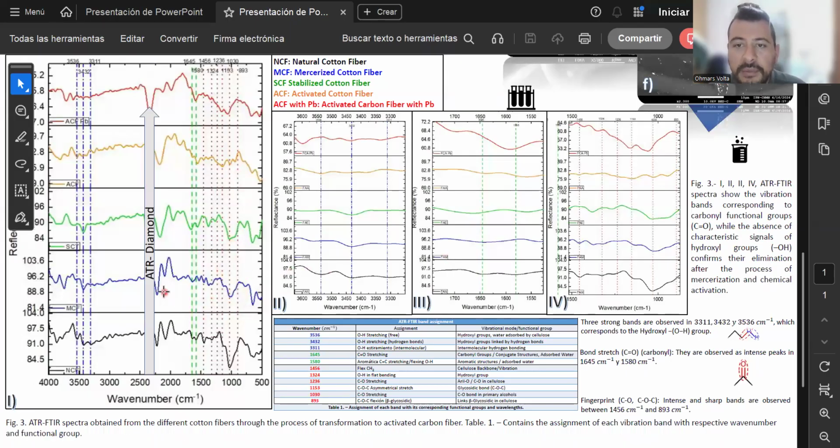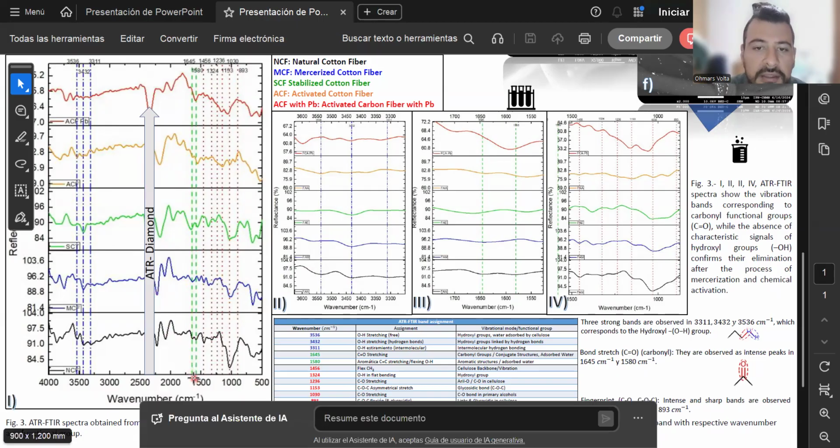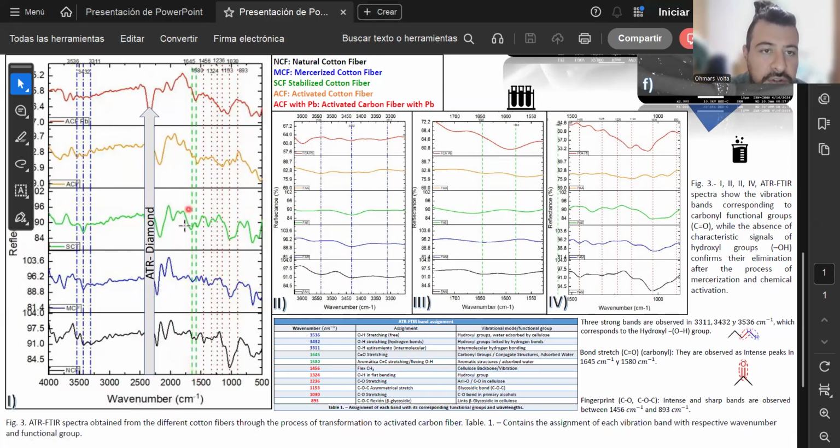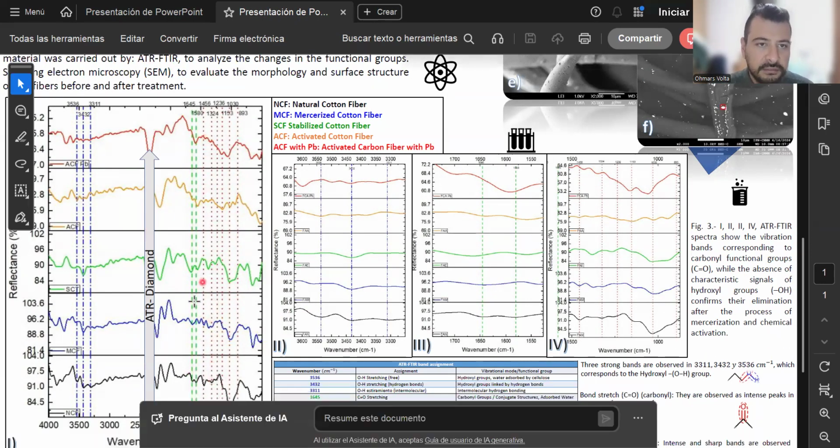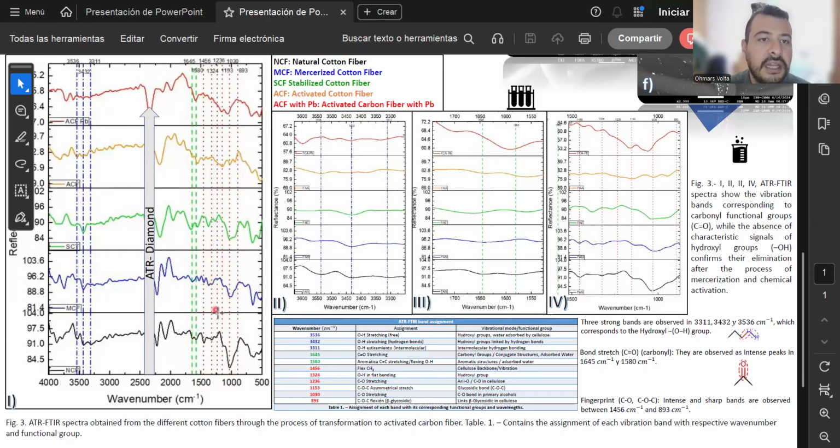Nevertheless, bond stretching of carbonyl groups are observed as intense peaks in this area. This corresponds to two lines in green, corresponding to C=C aromatic stretching and bending of oxygen with hydrogen. And well, there are another six peaks or signals or bands of energy that correspond to a fingerprint of the cellulose material.